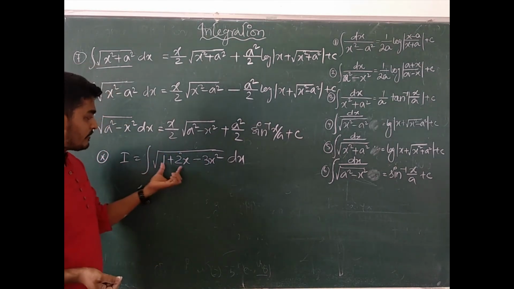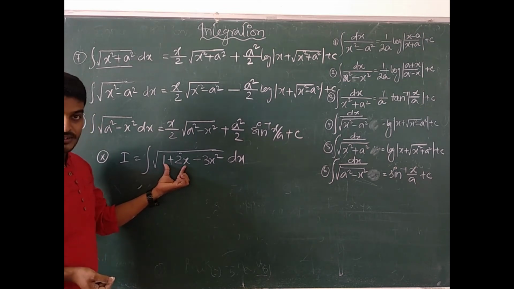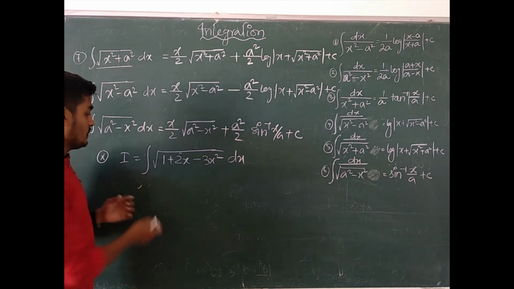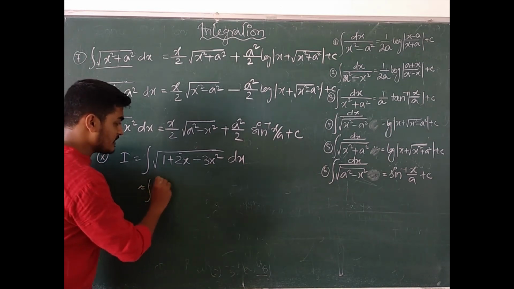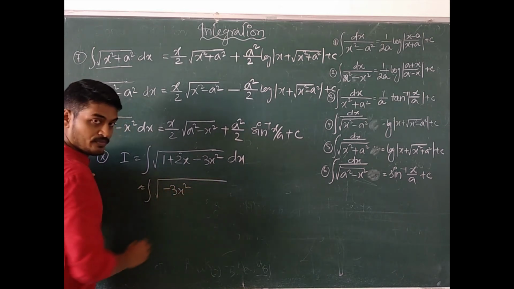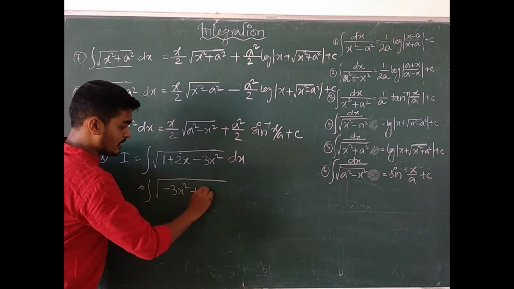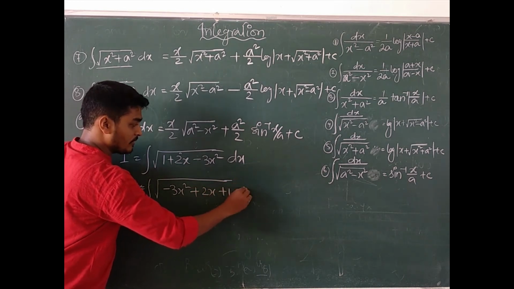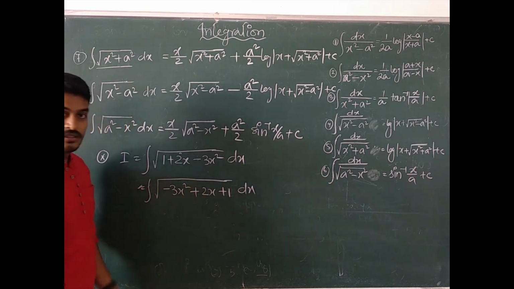First of all, we have come to know that a quadratic expression is there under a square root. So what is the integration procedure to find out the value of this one? So first of all, we will try to rearrange the terms which lie under a square root. So first of all, minus 3x square plus twice x plus 1. Are you getting my point? So this is the expression.